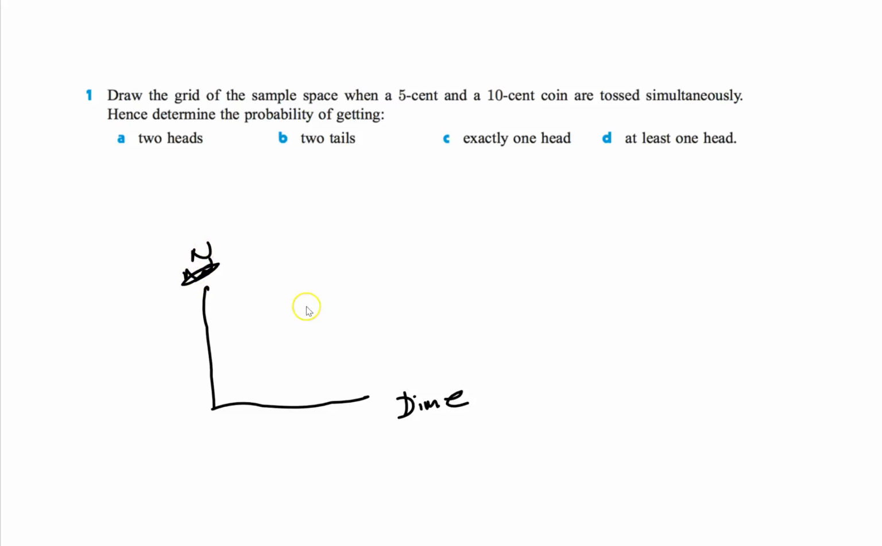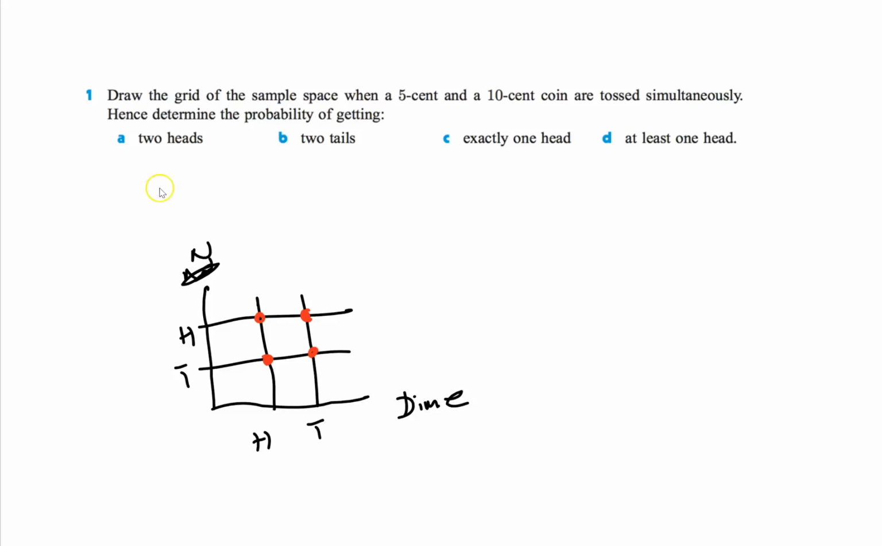That's the nickel. Basically you get heads or tails. So a straight line, heads, tails, heads, tails. And you see all the times they cross. There are 4 possibilities. You get heads heads, tails heads, heads tails, and tails tails.